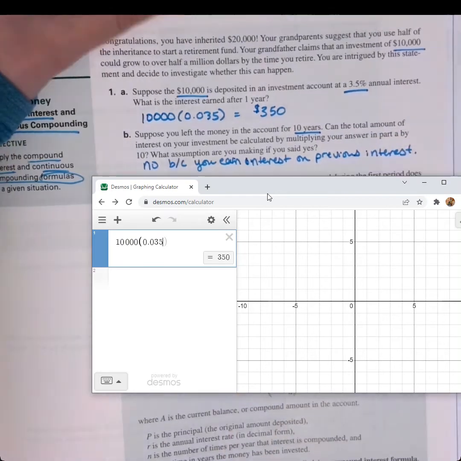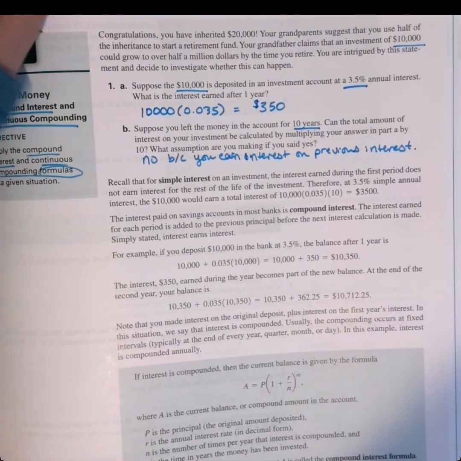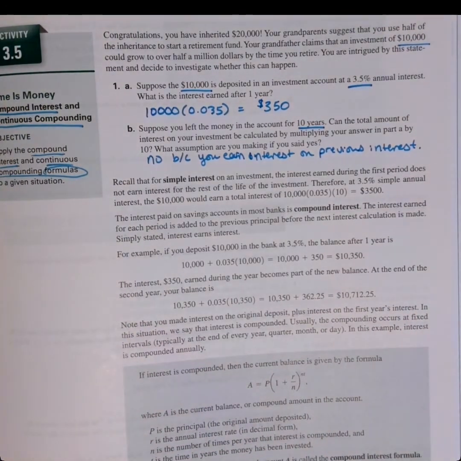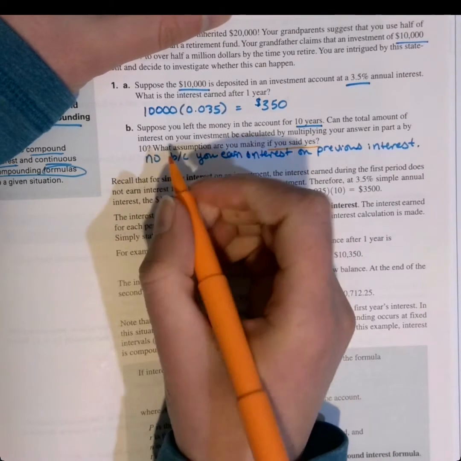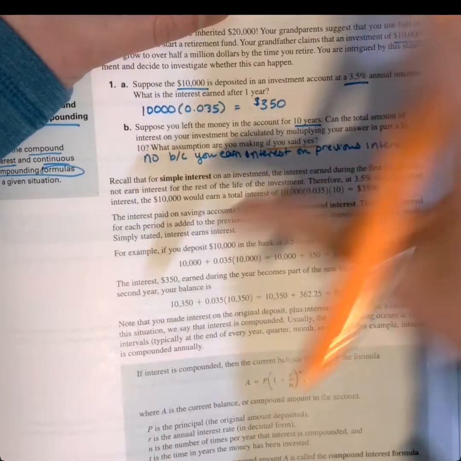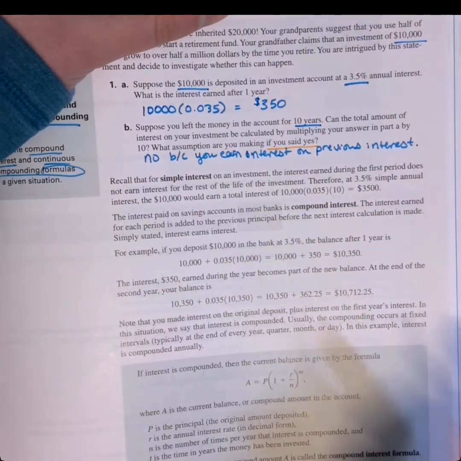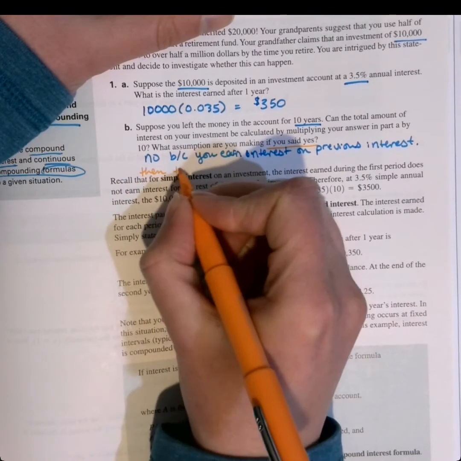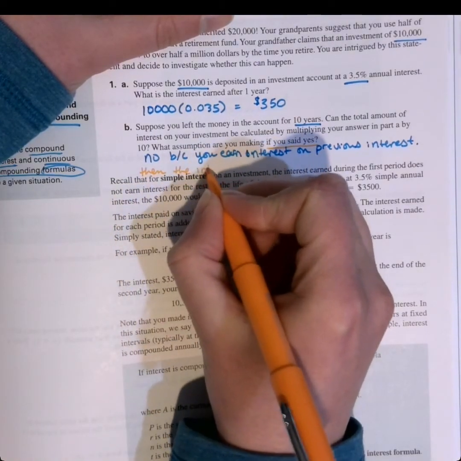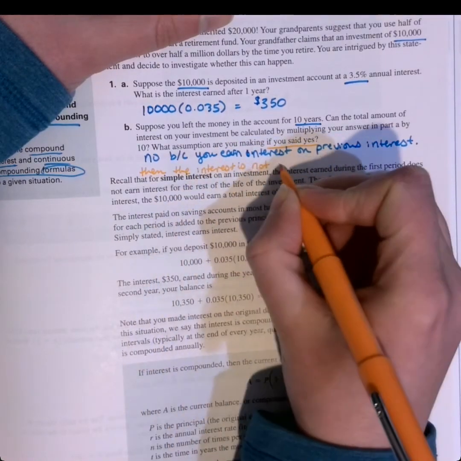Okay, then the second half of this question would be, what assumptions are you making if you said yes? So if we said yes, our assumption would mean that the interest earned went somewhere else, that it went into a different account, not the same account. If yes, then the interest is not deposited in the same account.